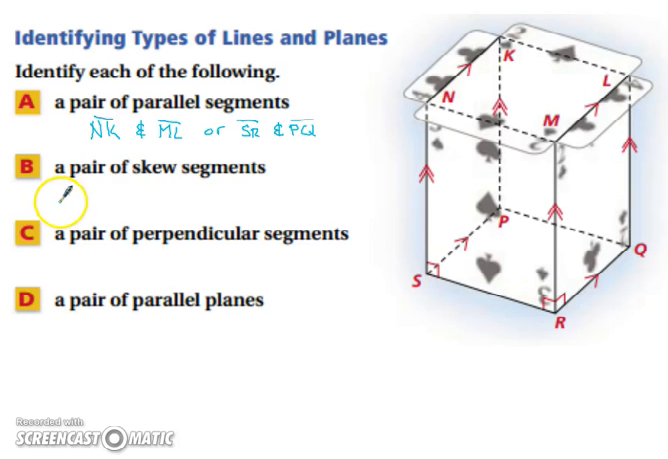Let's look at a pair of skew segments. So they're not parallel, but they're not going to intersect. So that might be NK and SR. Or maybe you grab NM and SP.